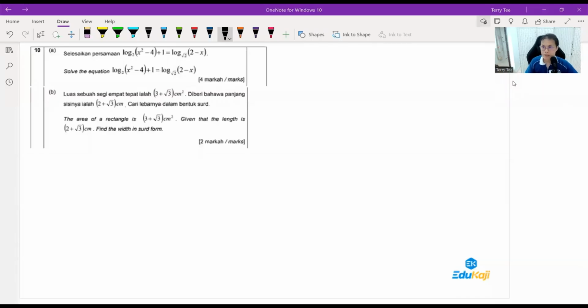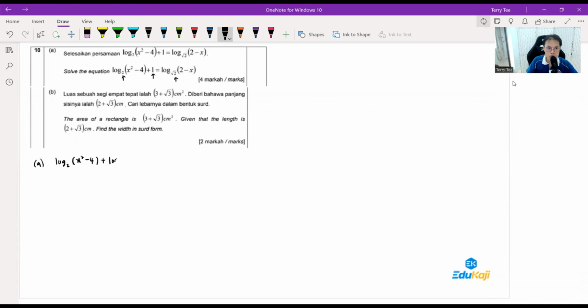Okay, question number 10. This is from Form 4, Chapter 4, Indices, Surds, and Logarithms. Let me start with part A. This is a logarithmic equation. Now, you notice that they have different bases. This is log base 2 of (x² - 4), and then you have plus 1 here. Now, this one doesn't have any logarithm, right? You can see this is base 2. This is base surd 2. So it's always easier to change to the base of a number than the base with a surd.